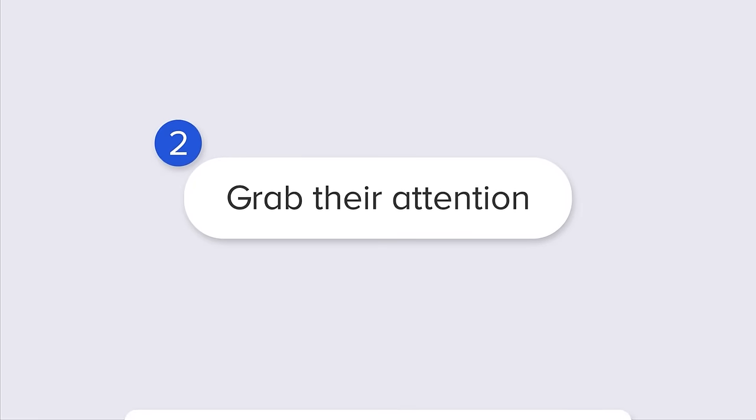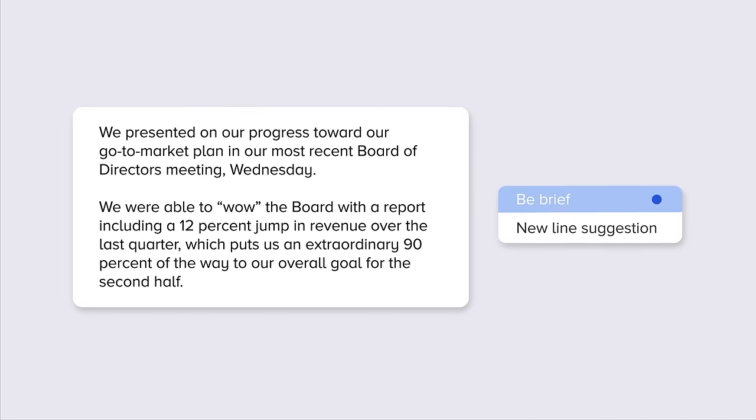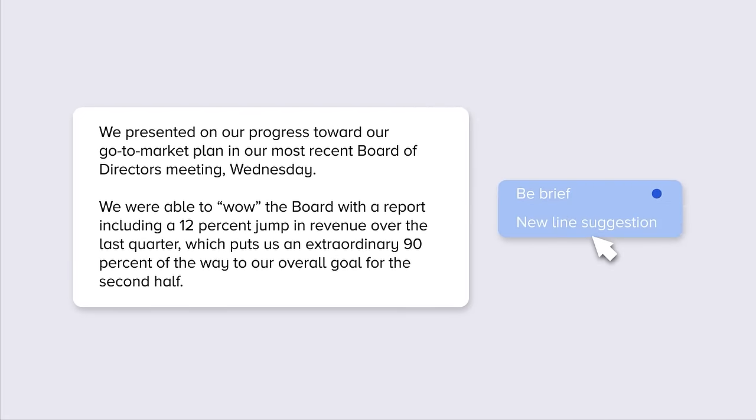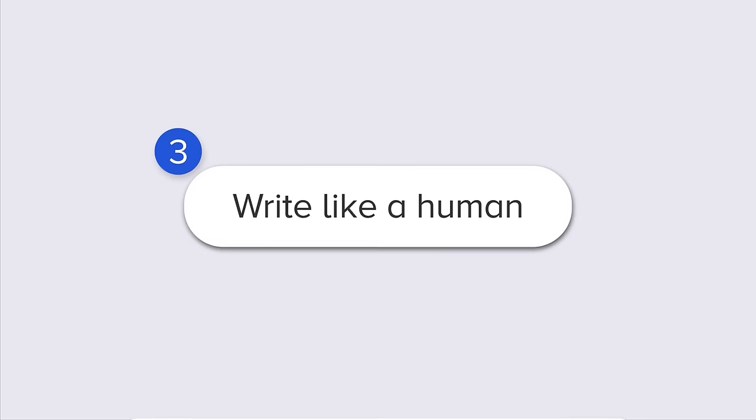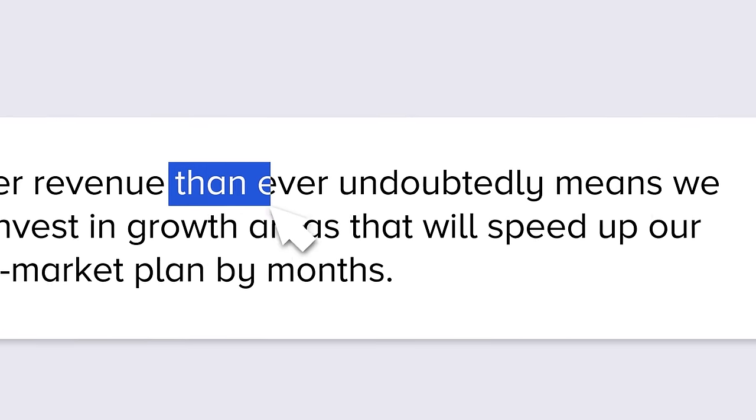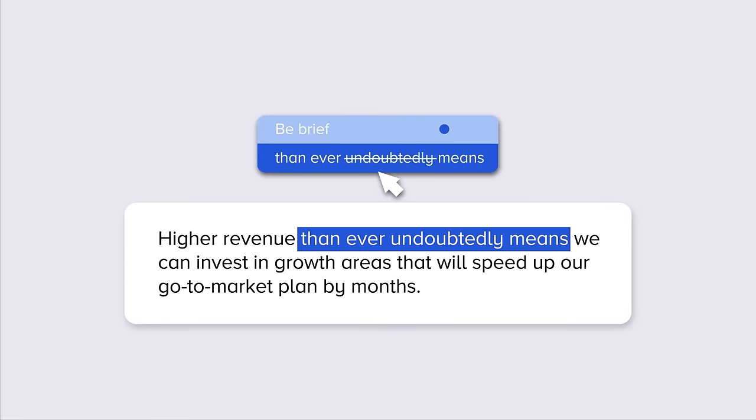Number two, grab their attention. Think about the most important thing you want them to know. Sum it up in one sentence, then say it first, always. Number three, write like a human. It's a lot more engaging and authentic than jargon and SAT words.